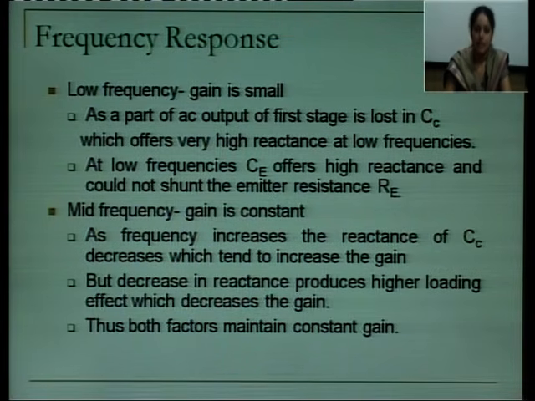Why is it small? A part of the AC output of the first stage is lost in the coupling capacitor, which offers very high reactance at low frequencies. At low frequencies your reactance is very high, as Xc is equal to 1 by 2πfC. Now f is very low, so at low frequency Xc is very high, and this offers very high reactance. At low frequency CE offers high reactance and could not shunt the emitter resistance RE.